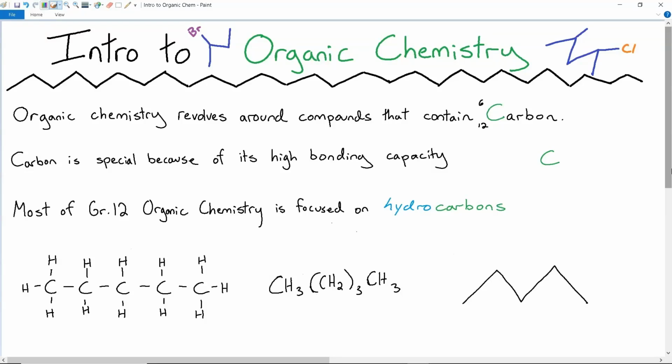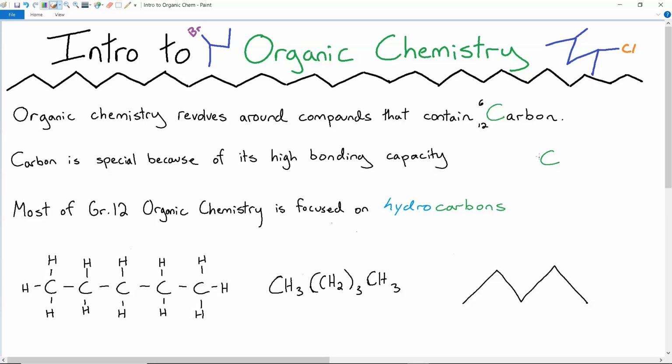Welcome to the wonderful world of organic chemistry. This is going to be an introduction to grade 12 material, and it's mainly focused on how do we name organic compounds. So, organic chemistry revolves around compounds that contain carbon, and that's because carbon is very abundant in our world. It is very special because of its high bonding capacity.